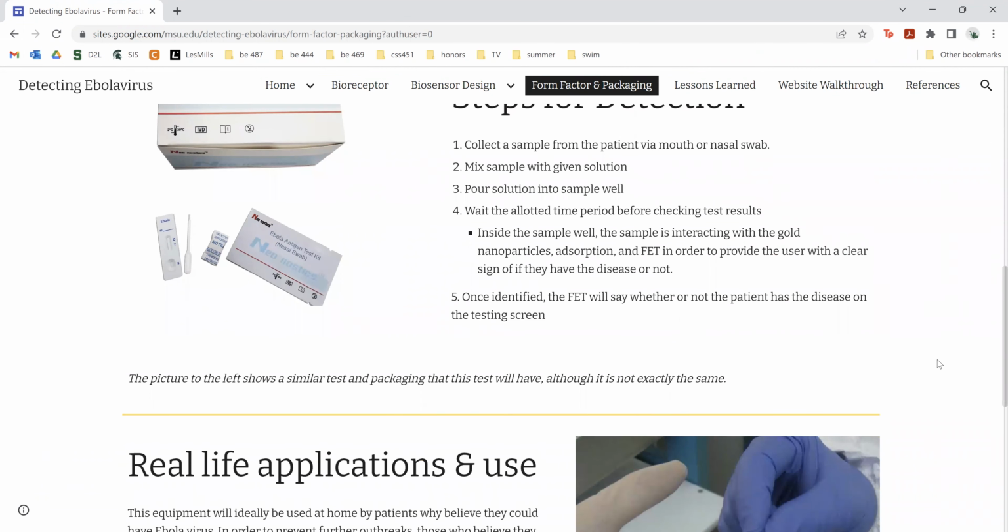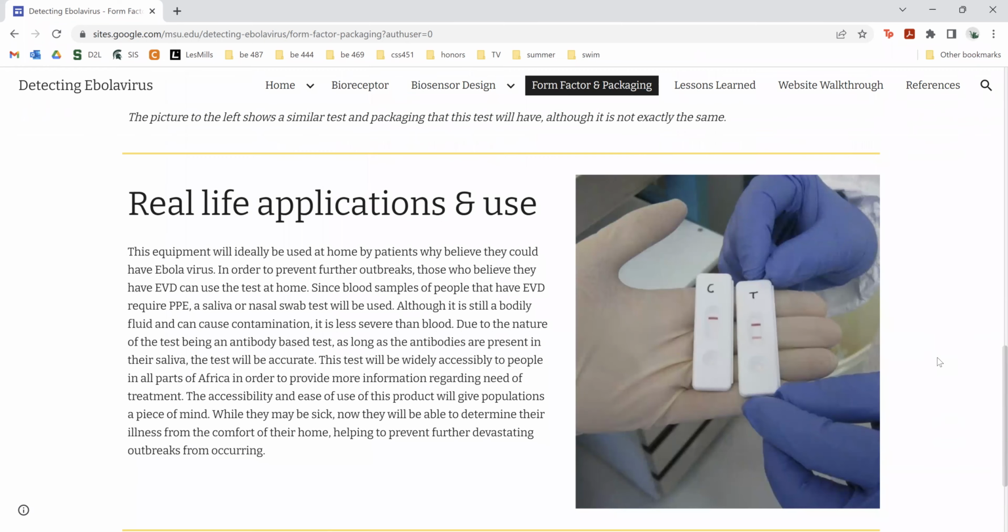So for real life applications and use, this equipment would ideally be used at home by patients who believe they could have the Ebola virus. In order to prevent further outbreaks, those who believe they have EVD can use the test at home. Since blood samples of people that have EVD require PPE, a saliva or nasal swab test will be used. Although it is still a bodily fluid and can cause contamination, it is less severe than blood.